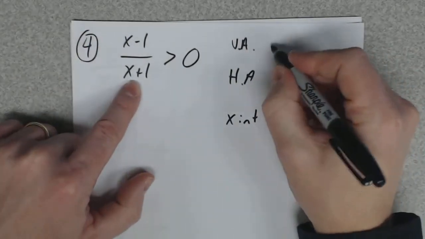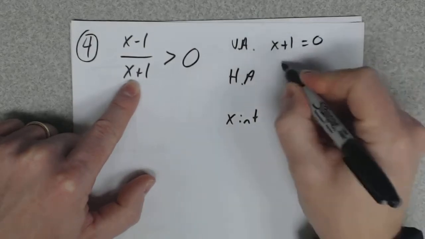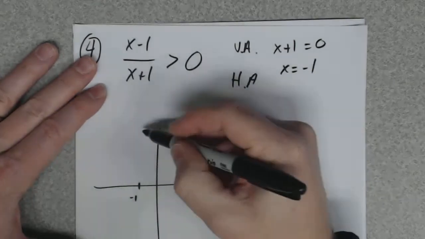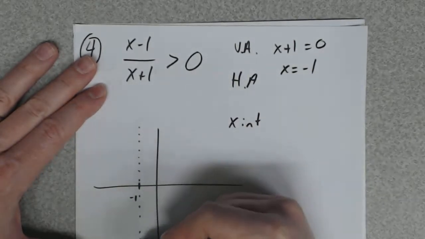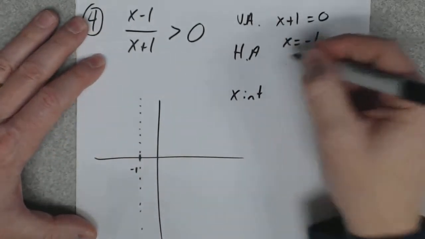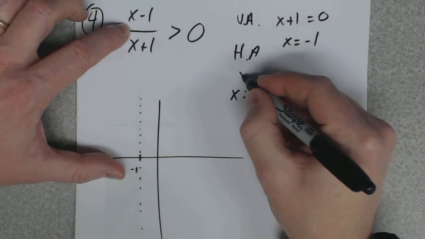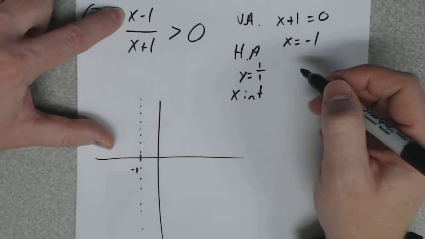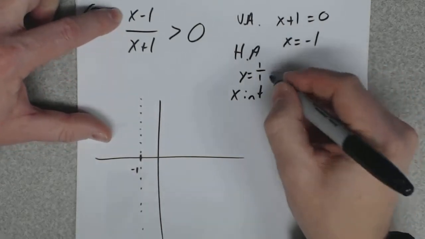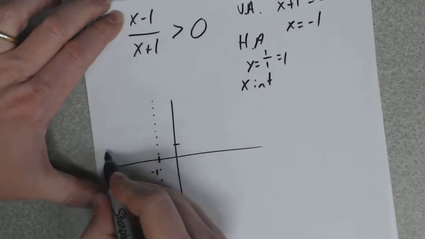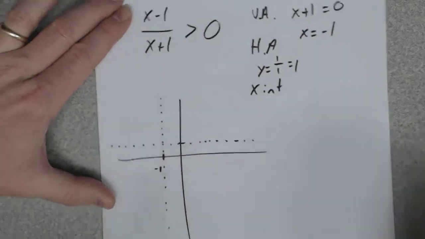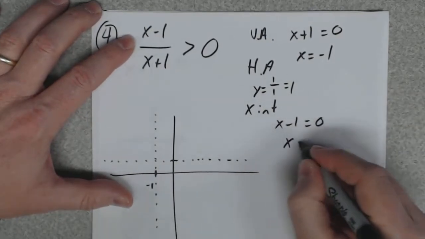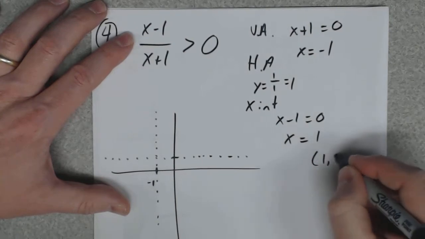Your vertical asymptote comes from setting the bottom equal to 0. So x equals -1. I'm going to graph that on here: -1. There's my vertical asymptote. Your horizontal asymptote is where you check your degrees. That would be 1/1 because the degrees are equal, so you divide the front coefficients. So 1. So y equals 1. There's your horizontal asymptote. For the x-intercept, you take the top and set it equal to 0. So you have an x-intercept at (1, 0).